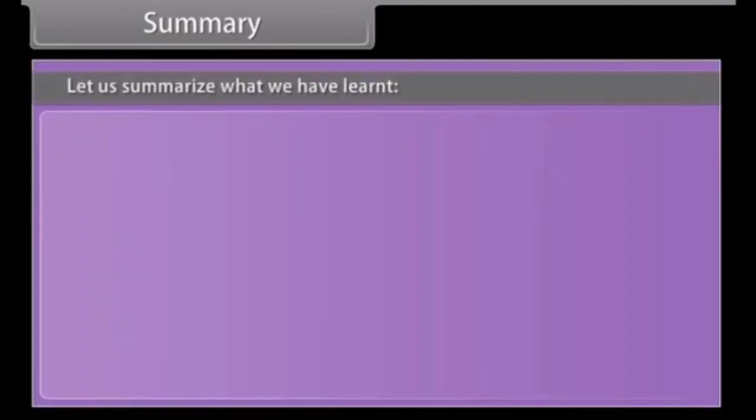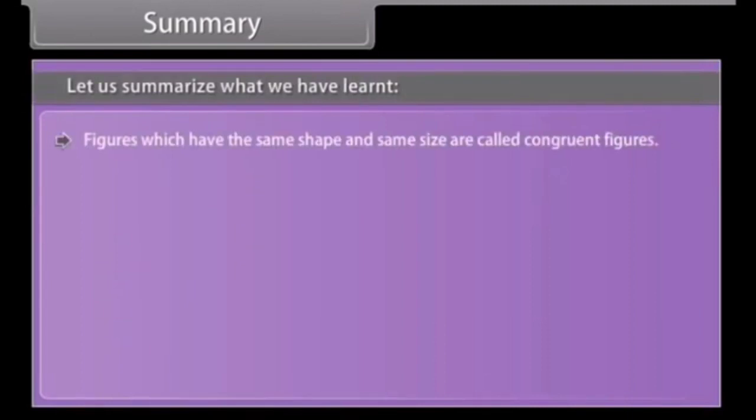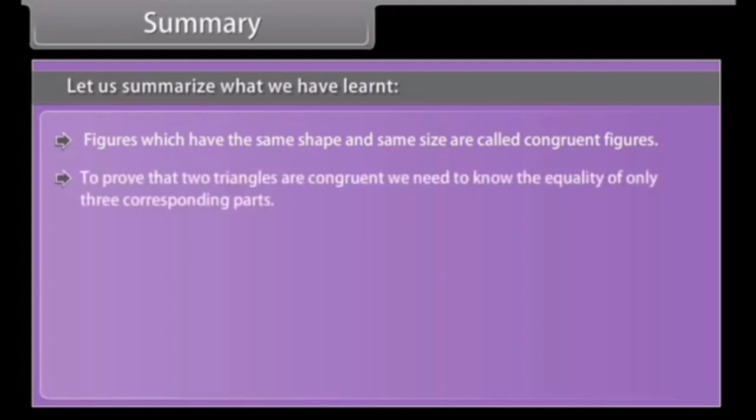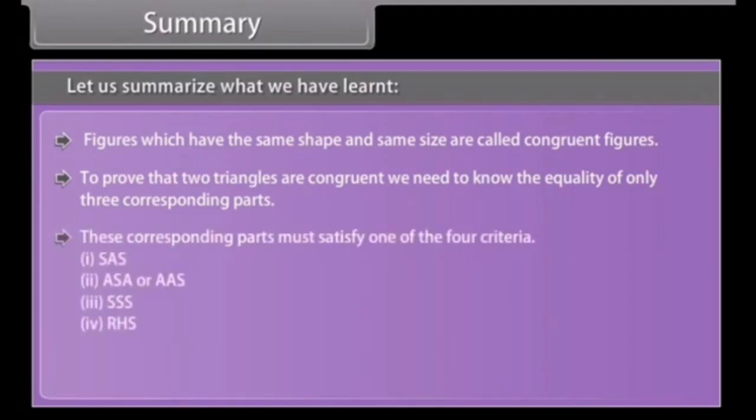Summary. Let us summarize what we have learned. Figures which have the same shape and same size are called congruent figures. To prove that two triangles are congruent, we need to know the equality of only three corresponding parts. These corresponding parts must satisfy one of the four criteria. 1. SAS. 2. ASA or AAS. 3. SSS. 4. RHS. Angles opposite to equal sides of a triangle are equal.